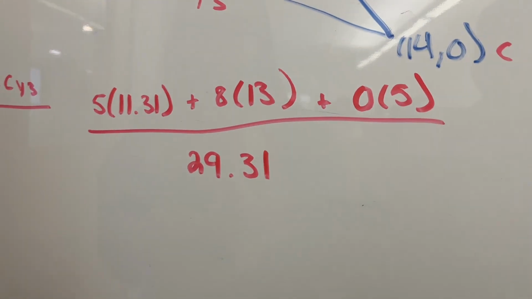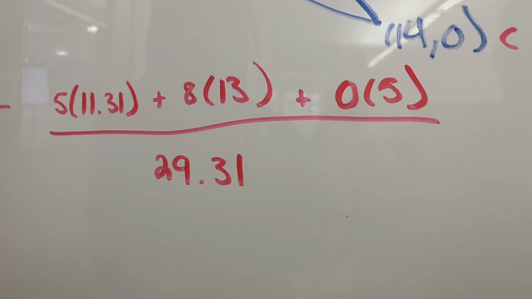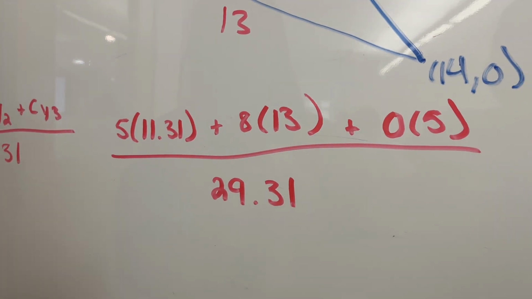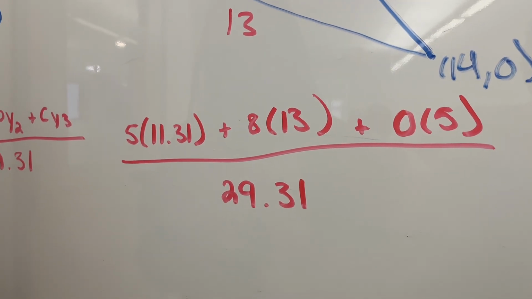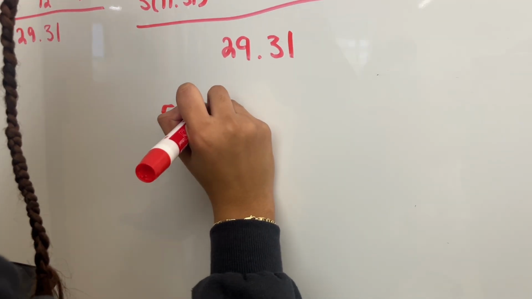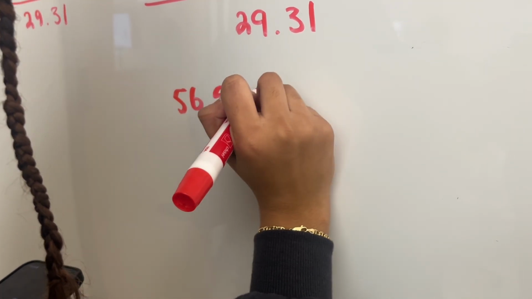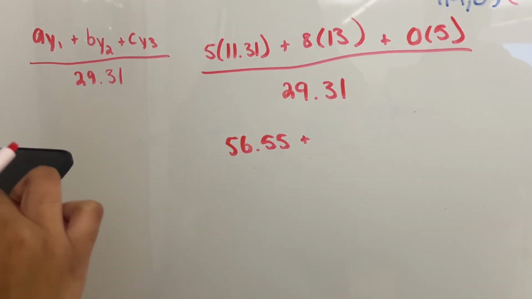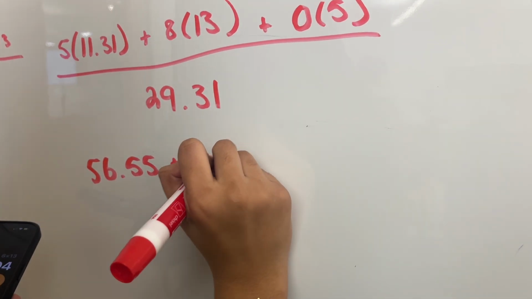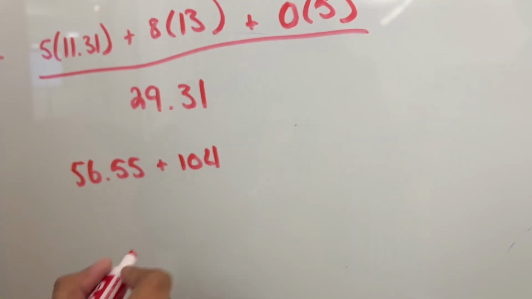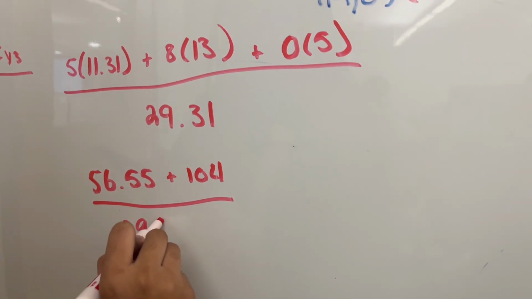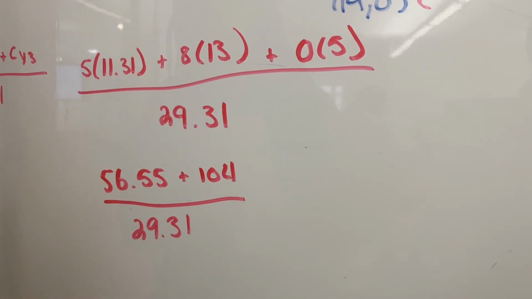So 5 times 11.31 equals 56.55. Then we add 8 times 13, which is 104. And this would just be 0, so we're not going to add it. And if you guys don't know, 5 times 0 is 0. It is not 1.